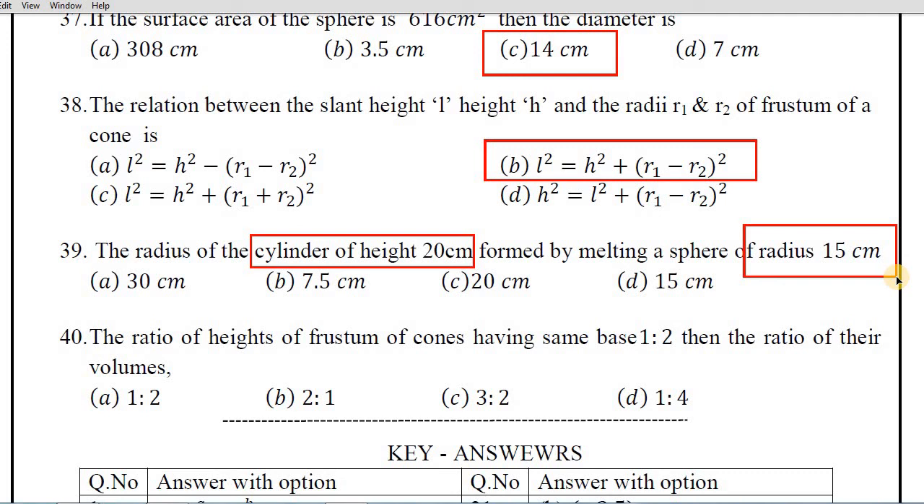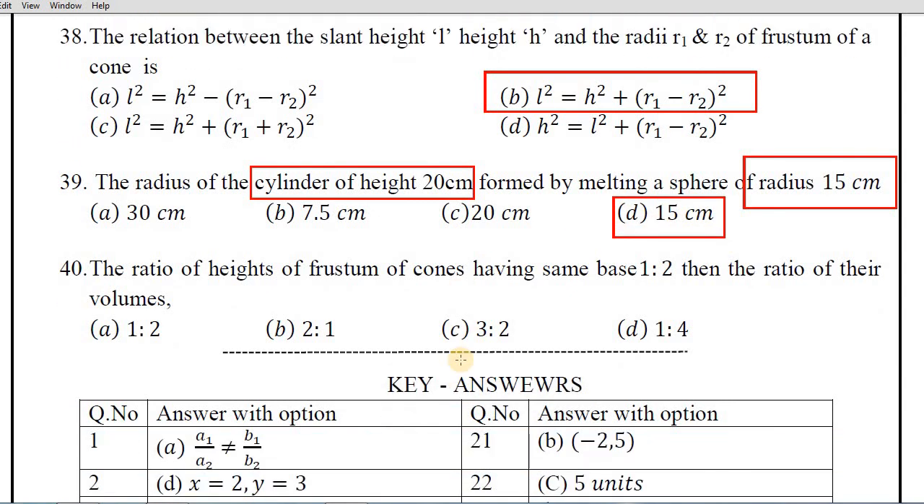So how do you write the formula? Formula you wanted to write as pi R square h, which is equal to 4 by 3 pi r cube. Substitute the values and simplify, you will get it. The answer is 15 centimeter. So option D is right for this question.